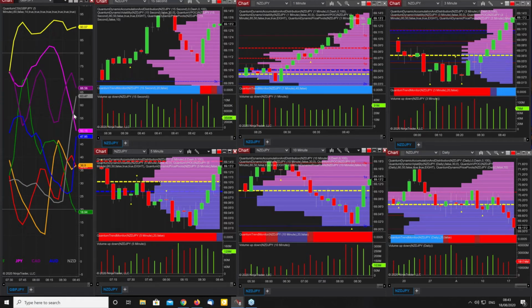Nice strong cross. We've got the New Zealand rising very strongly, the yen falling very strongly. Also, just checking on the VIX, it's kind of flip-flopping around, not doing a great deal at the moment. You've got other opportunities here. We've got the Aussie rising strongly.